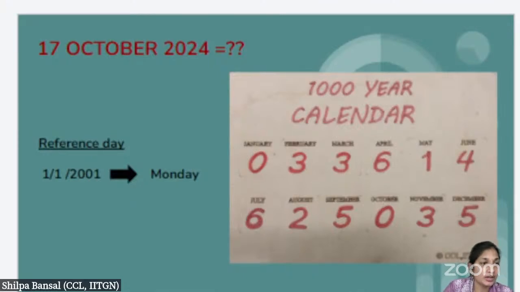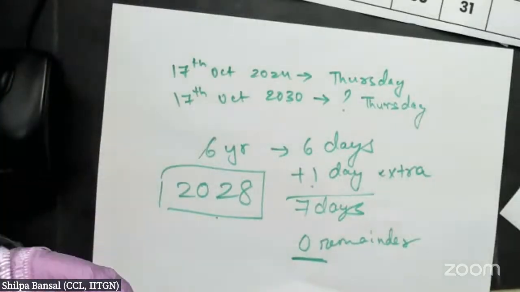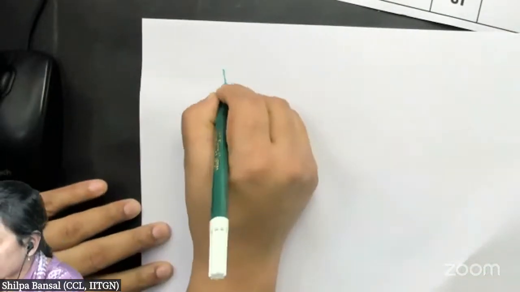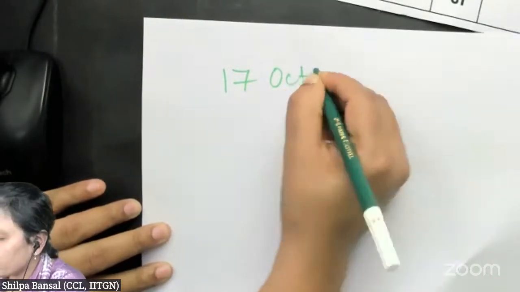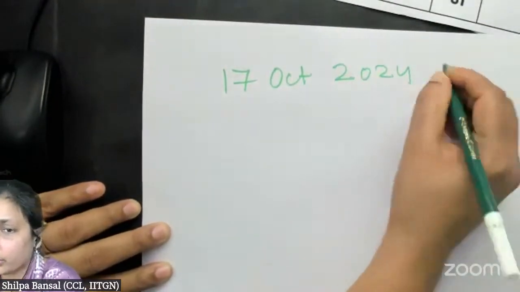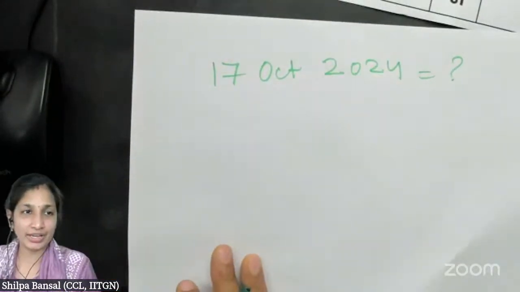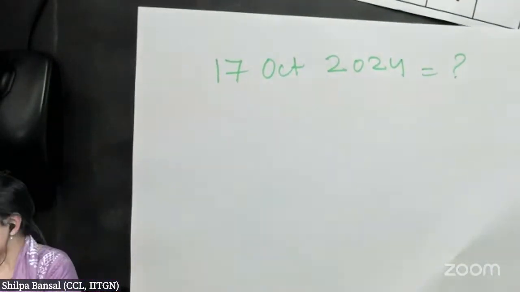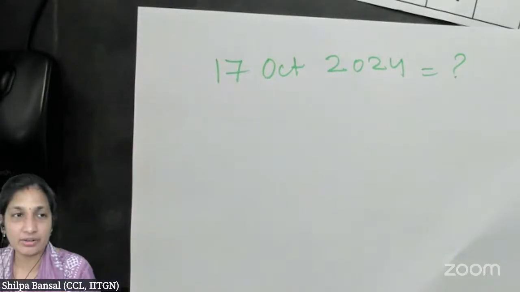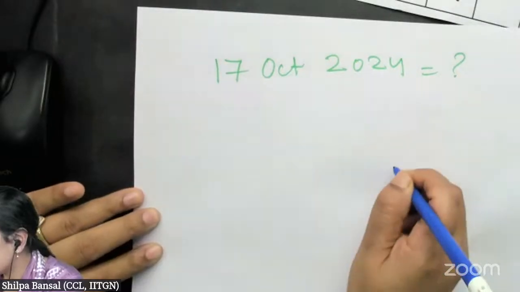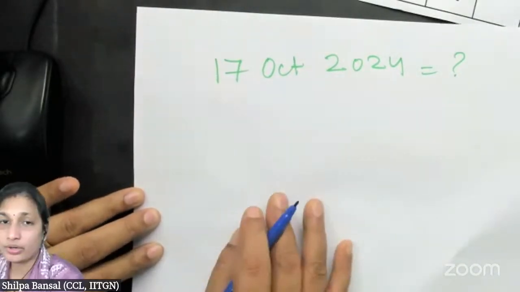So let me go to overhead. So let me show you something. 17 October 2024. What is today's date? We know Thursday, but we will cross check. Oh, it is coming or not. So according to my logic, which I am telling, it is coming or not. But I know, I don't know anything.